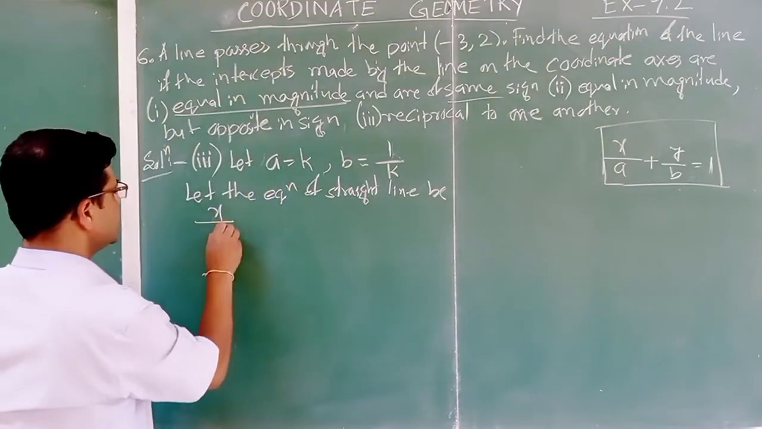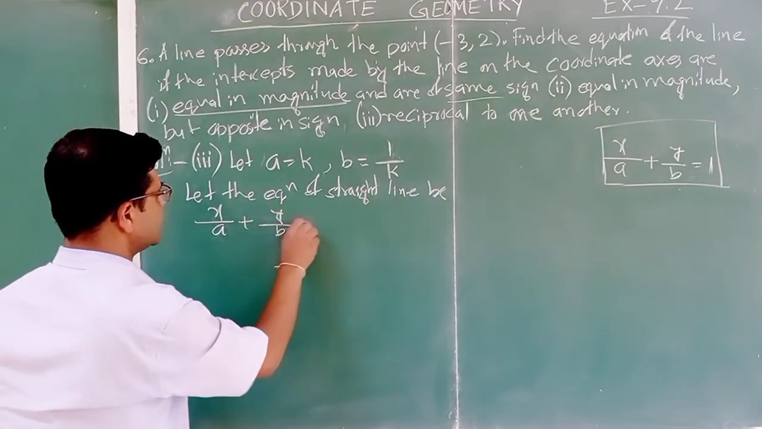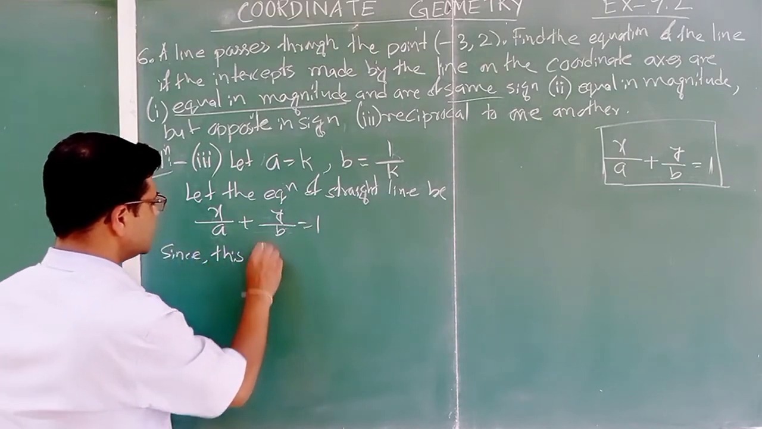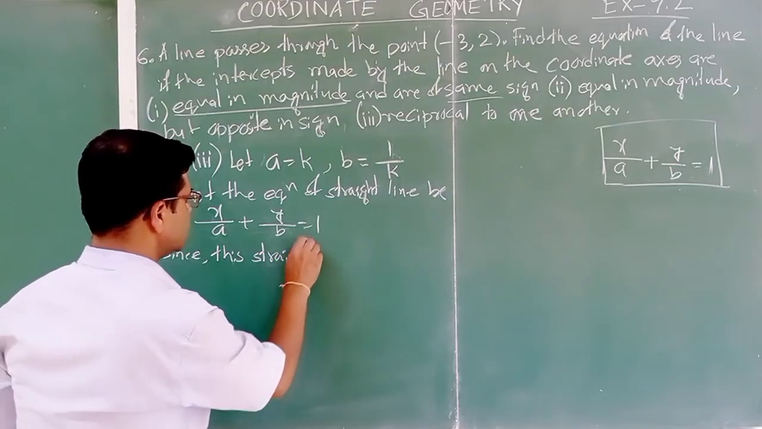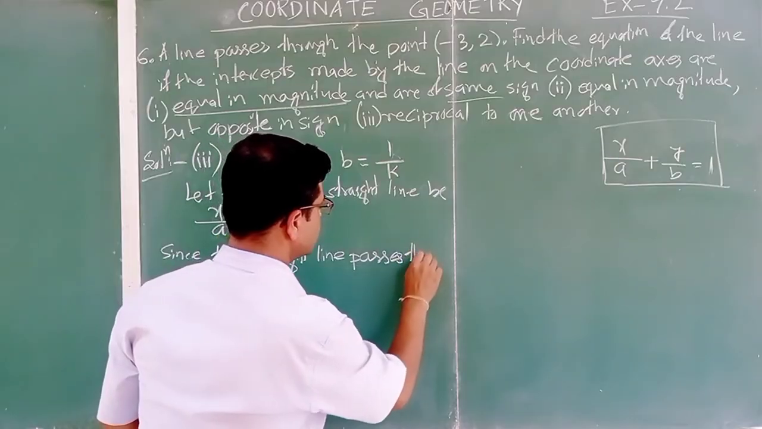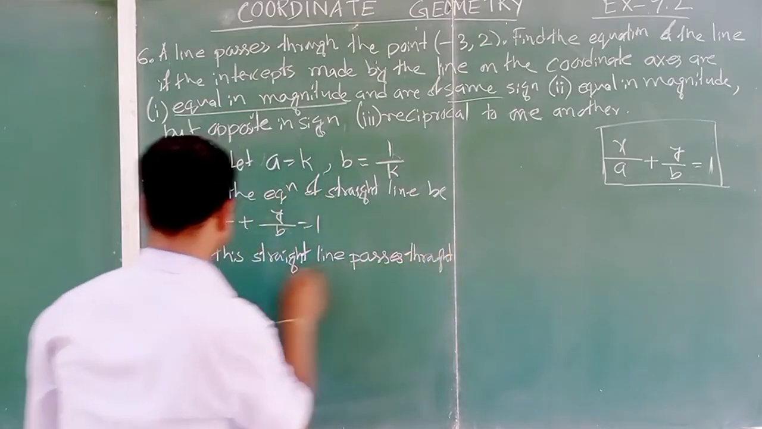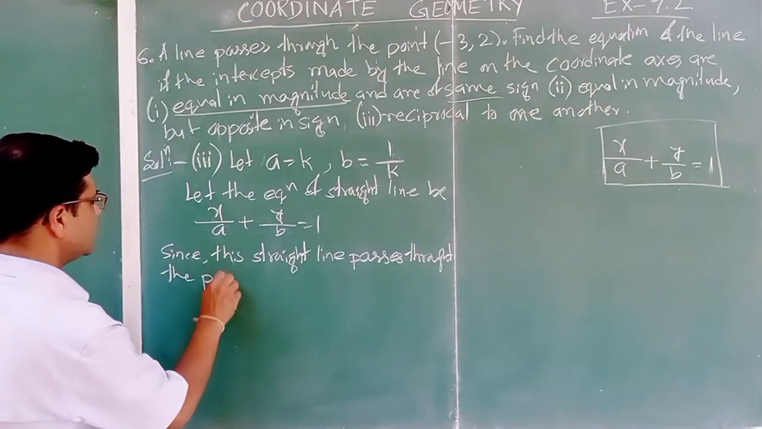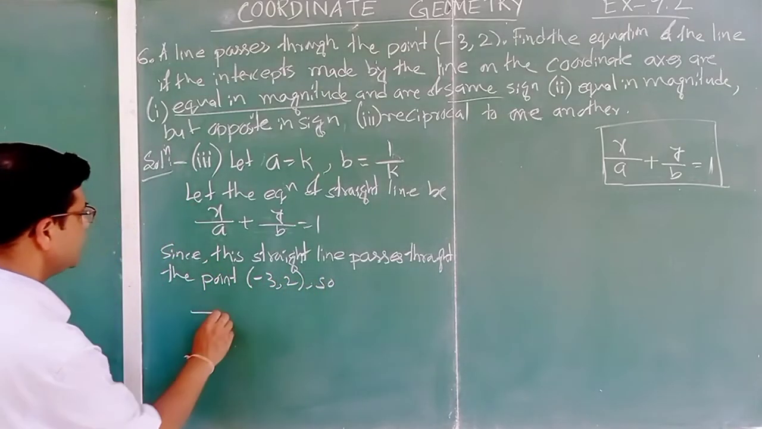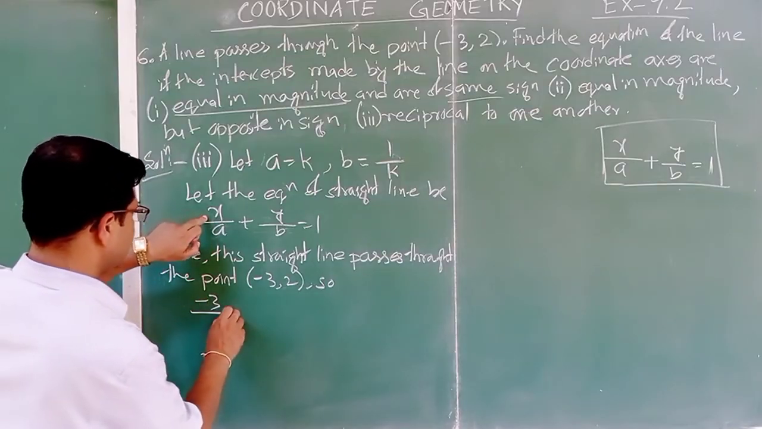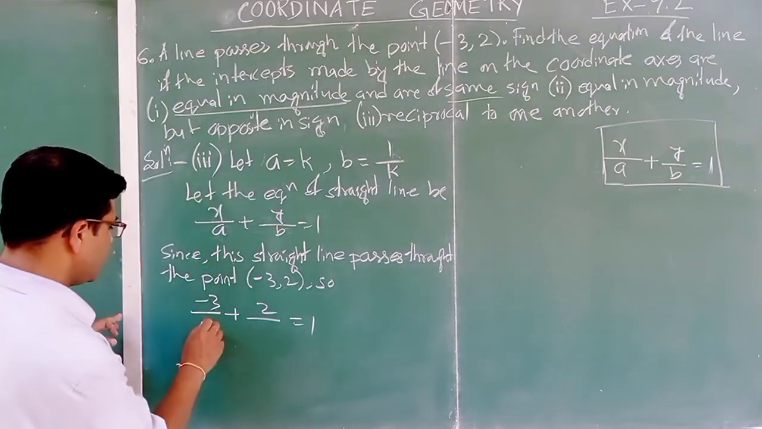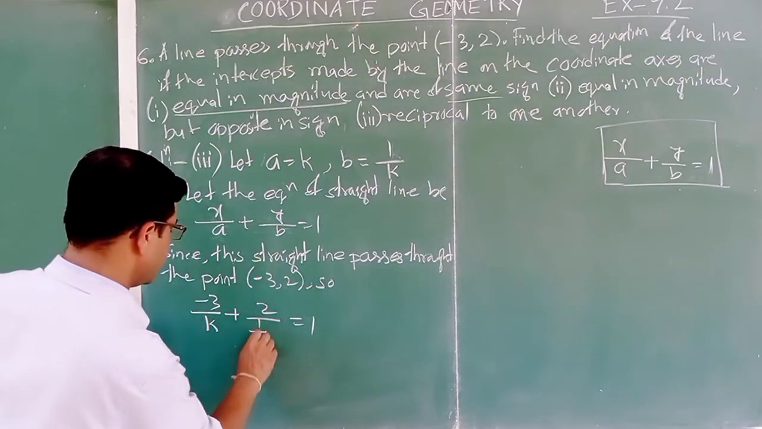be x by a plus y by b is equal to 1. Since this straight line passes through the point, what are the coordinates? Minus 3, 2. So what do we obtain? This is minus 3, this is 2, this is 1. They are reciprocal. Suppose a equal to k and b equal to 1 by k.